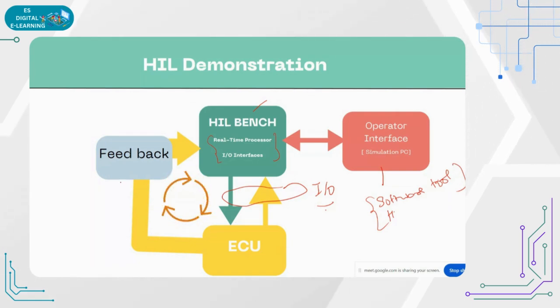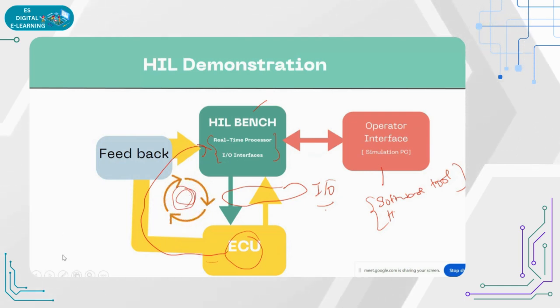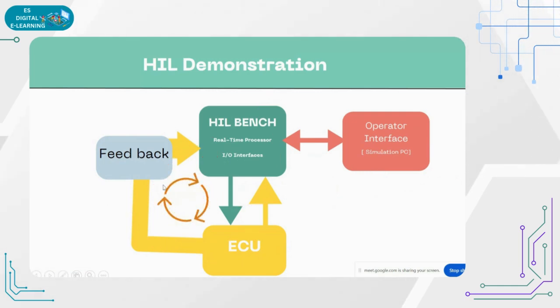From the controller, we get feedback. That feedback is given to the HIL. Based upon the feedback, it is adjusted and again given to the ECU, and again there are feedbacks. This looping happens continuously when we are working with a HIL-based system. Are you able to understand why we need HIL? Okay, good.